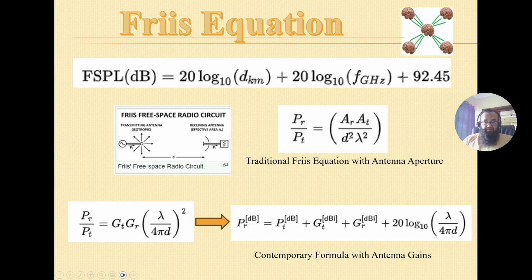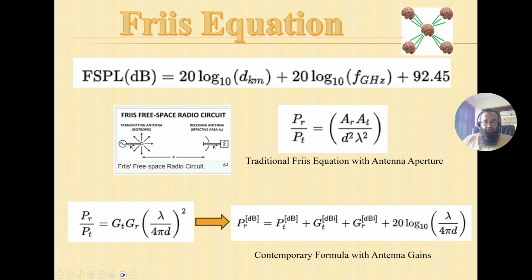So why it is in dBi is because when we were studying this in our previous lecture, we said that there are isotropic antennas on both sides. But in actual, we have a dish here. We have a dish here. If you put a dish here and you put a dish here, then the transmitter becomes directive. I mean, you give directivity to the transmitter.